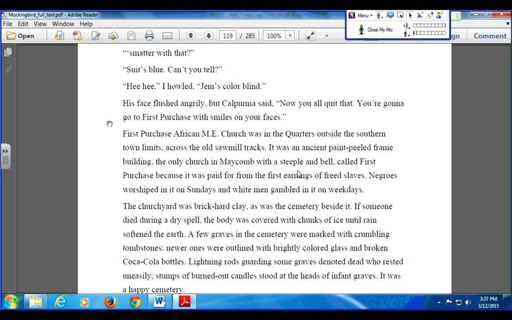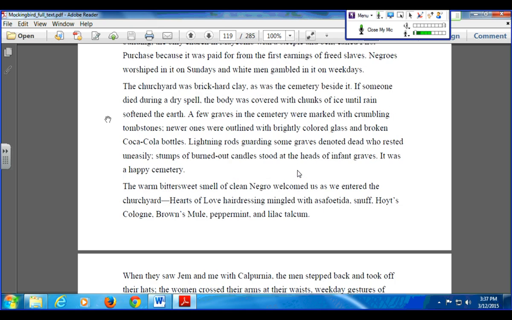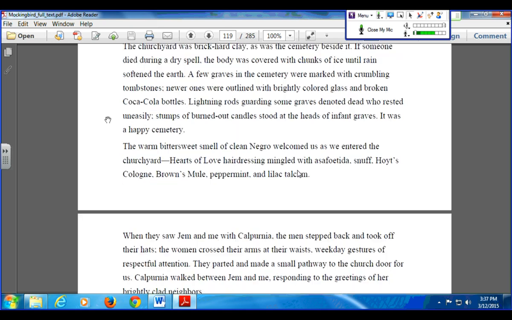If someone died during a dry spell, the body awaited burial until rain softened the earth. A few graves in the cemetery were marked with crumbling tombstones. Newer ones were outlined with brightly colored glass and broken Coca-Cola bottles. Lightning rods guarded some graves, denoting dead who rested uneasily. Stumps of burned-out candles stood at the heads of infant graves. It was a happy cemetery.